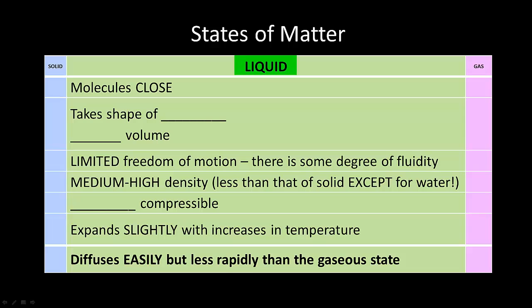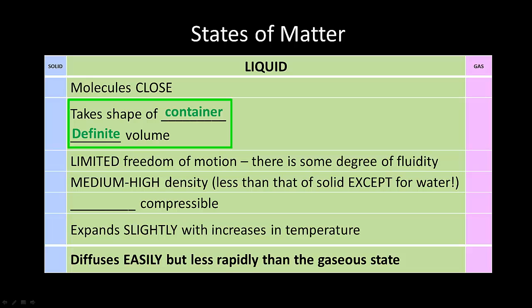Next one, the liquid state of matter. The molecules are close together. They take the shape of their container and they have a definite volume. Let's say we have 25 milliliters of water and you pour it into a cup. It's going to take the shape of the cup, but it will still be 25 mils.